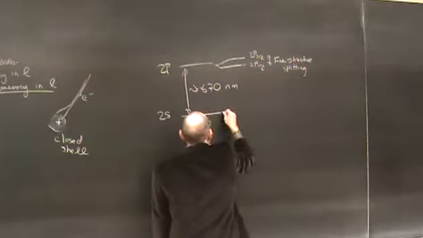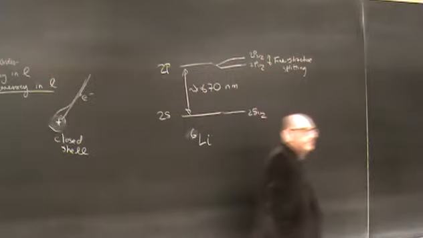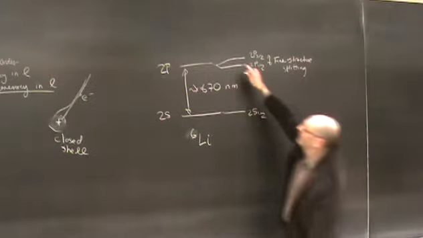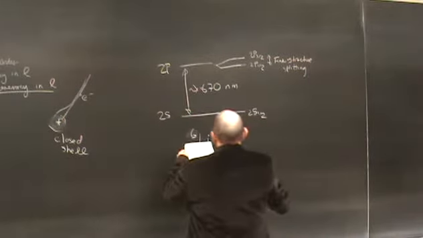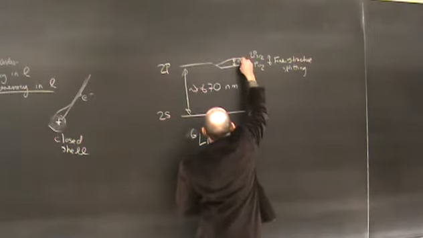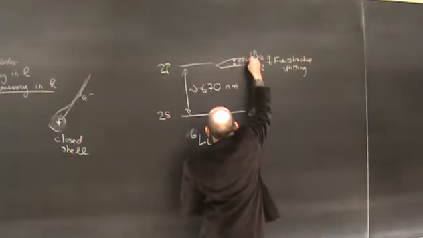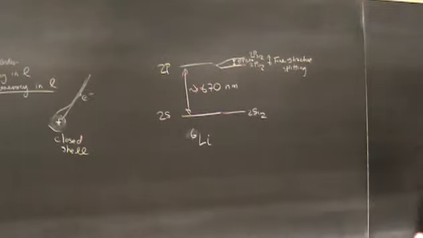And then this shifts in some way, but it's 2S 1/2. Okay? And this splitting can be a lot bigger, the things are moving faster. This splitting in lithium is 515 gigahertz. Okay?